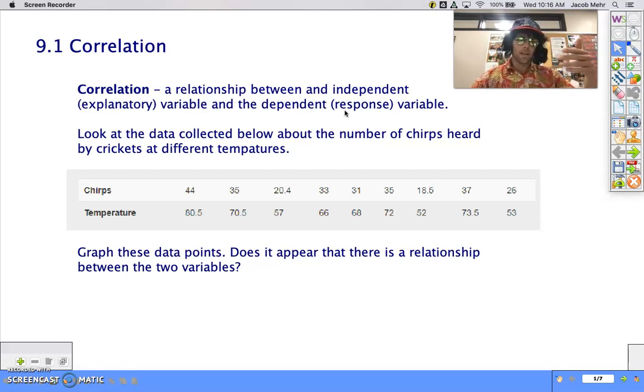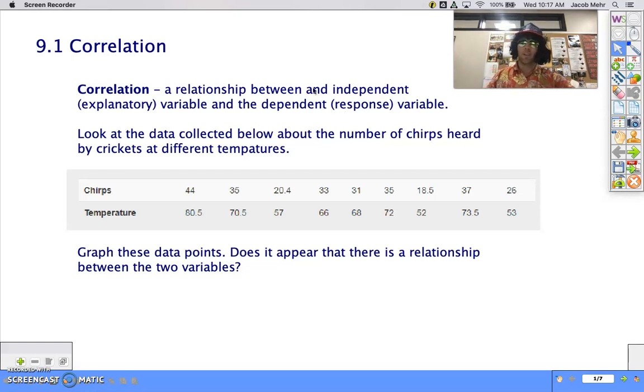So we have the independent, the kind of input, and the kind of output for our variables. Well, it's the explanatory and the response, because we're looking to see, is there a relationship between the two? Does the independent variable kind of explain what's happening with the dependent, the response variable?